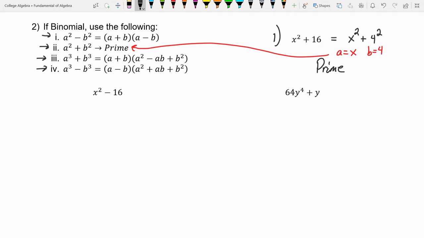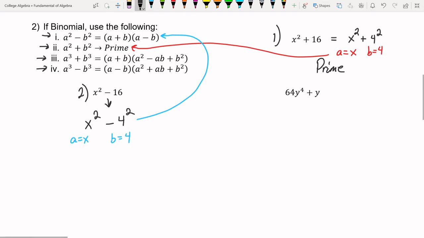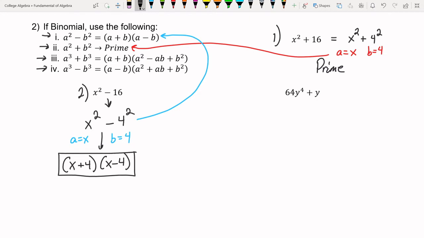The next one is very similar, number 2. Here we have x squared minus 4 squared. Now you see this one satisfies this when a equals x and b equals 4. So we have a plus b and a minus b. This thing factors down to x plus 4 and x minus 4. And that is completely factored.